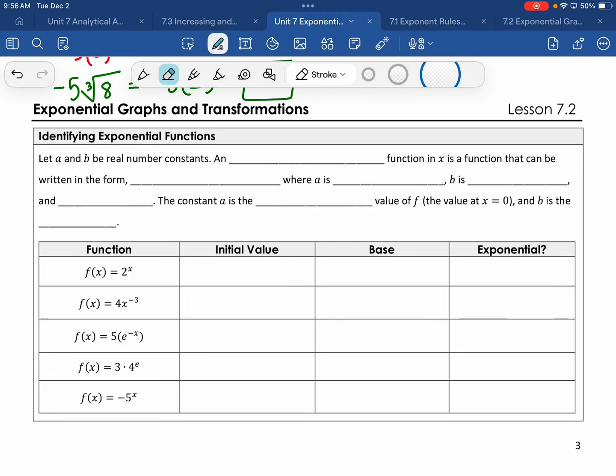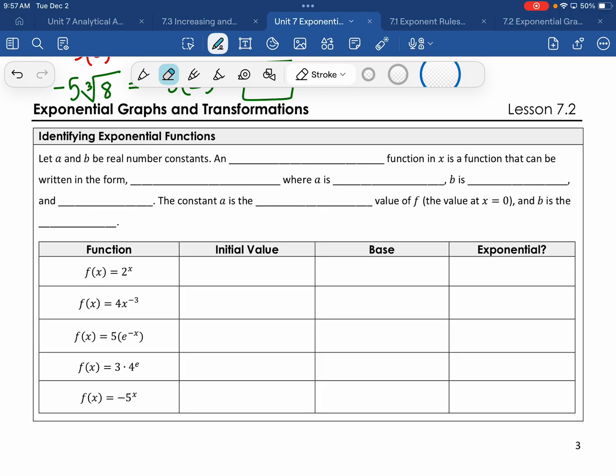We are going to talk about exponential graphs and transformations. We're going to bring back all those transformations we talked about with the left shift, right, up, down, vertical stretch, compress, reflect, all of those things that hopefully you know really well by now, but we're going to apply them to exponentials. Before we get into that, I want to talk about what an exponential is and identify the initial value and the base.